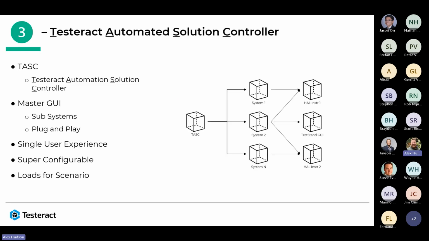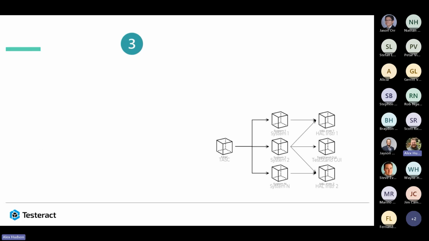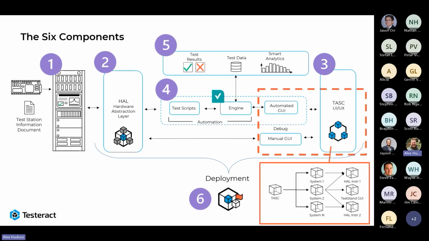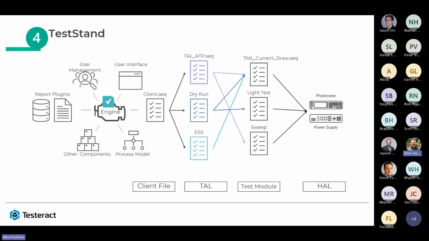And the Tesseract Automated Solution Controller, or Task, is built upon Actor Framework. We're not going to talk too much about that, but it allows us to have each GUI run independently without knowing about the other GUIs, unless you want it to, making it really robust. So that's our main GUI. And those are the two pieces of bread for our main goal, our main sandwich. Two pieces of bread for our sandwich, which is test stand or test sequences.